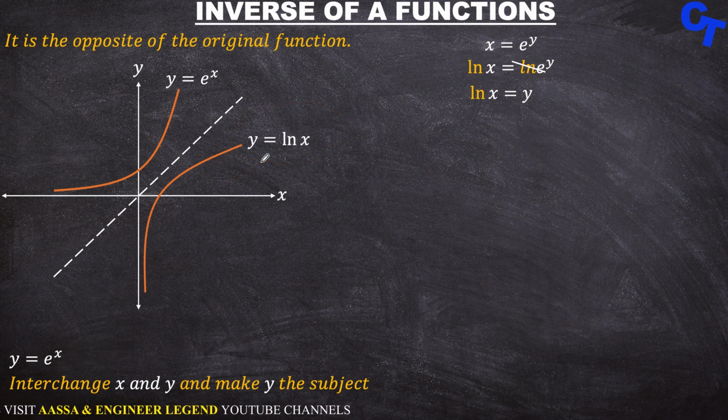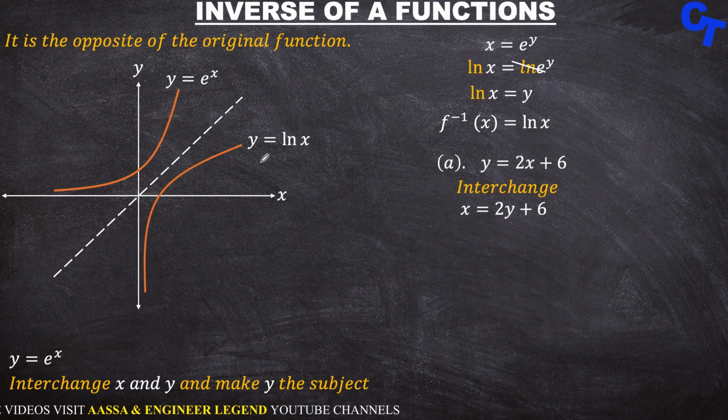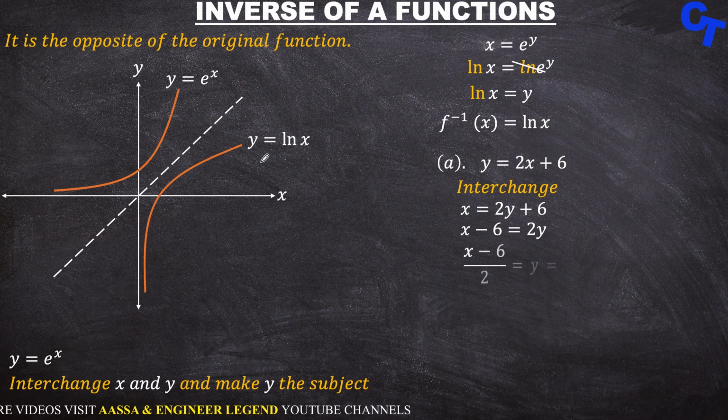Okay, but things won't be easy like this one. So let's look at another question. You have y equals 2x plus 6. Let's interchange. Now x becomes y and y becomes x, like this. And make y the subject of the formula. So we're going to subtract 6 from both sides, and after that we're going to divide each and every term by 2, right? And this one will be the inverse of this function.